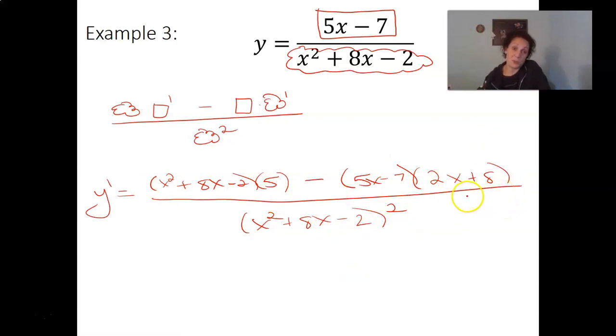Now, we might be in a situation where we do need to simplify it. If I need to know where this is 0, I'm going to have to FOIL this out, simplify this polynomial, and find its zeros. But if I'm not being asked to do that, bye-bye, we're leaving it right like it is.